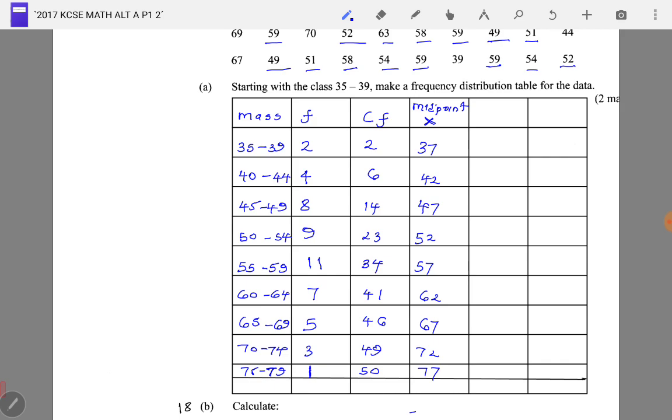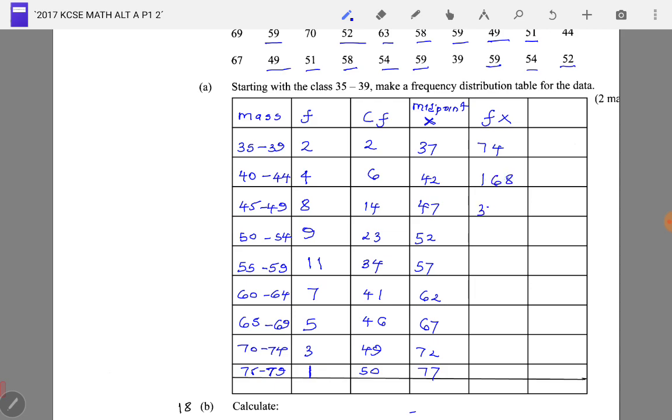Because we are going to get the mean, and we know the formula of mean as sigma fx over sigma f, it is important also to include in the table fx. fx is the product of frequency times the midpoint. So for the first one, we have 37 times 2, which is 74. The second fx is 42 times 4, which is 168.